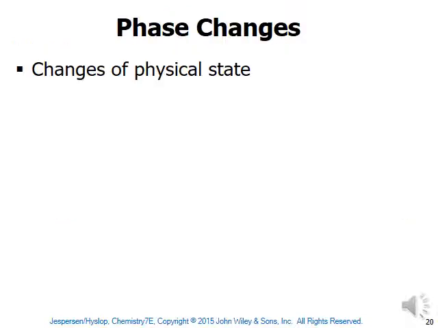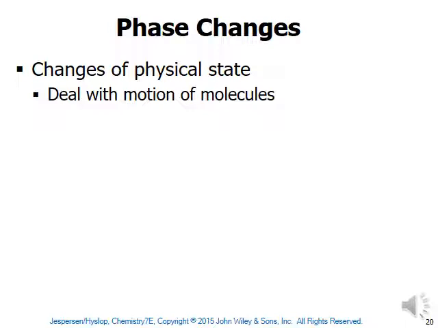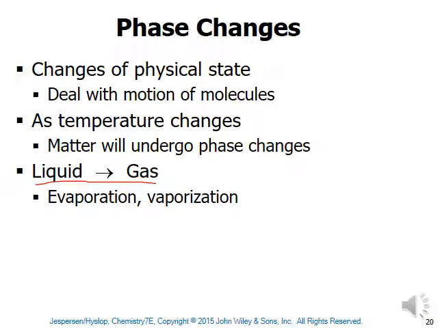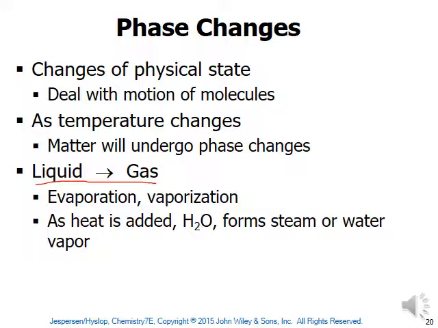Okay, phase changes. Changes in physical state deal with the motion of molecules and attractions. You can change phases by changing temperature. You can have a liquid turn into a gas, and we know what that is, okay? Evaporation or boiling. As heat is added, for instance, if the liquid is water, it forms steam or water vapor. And we want to look at why that happens.